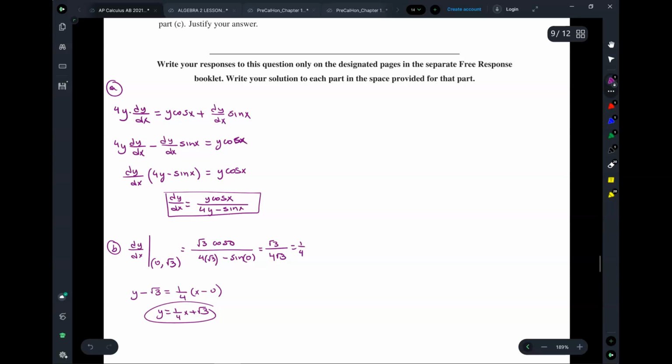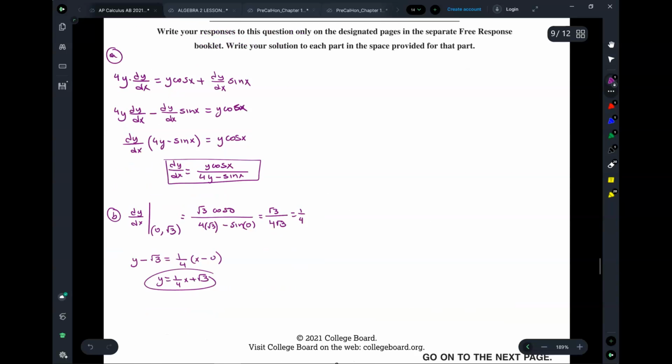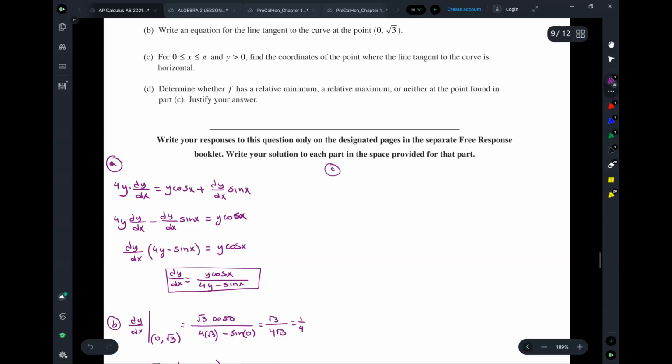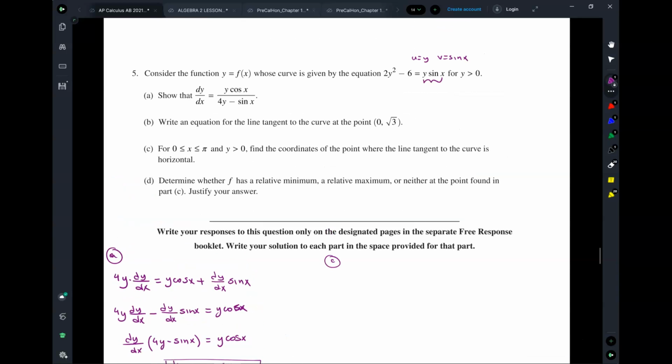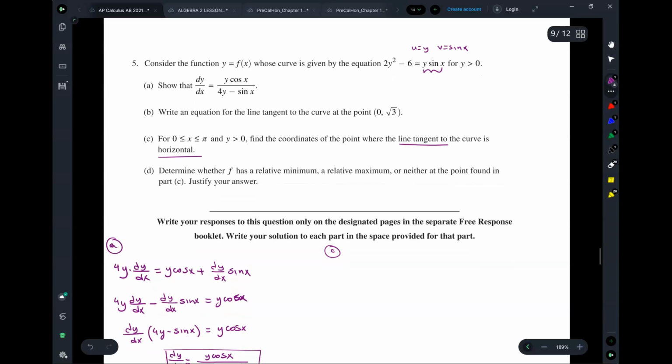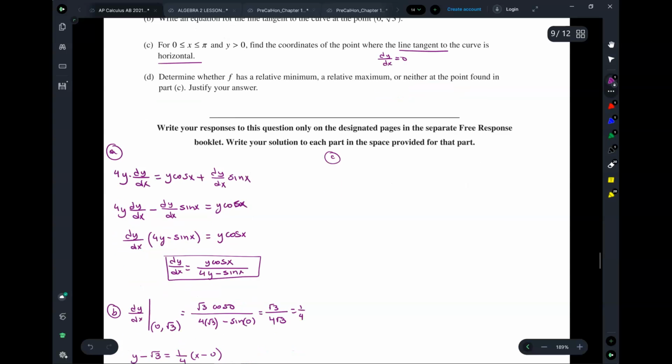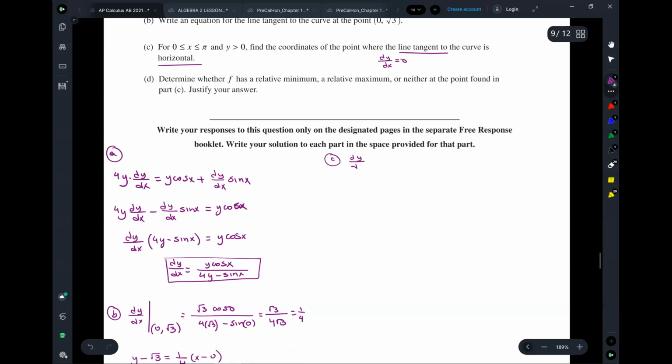Next, C. What does C say? For the interval 0 to pi and y is greater than 0, find the coordinates of the point where the line tangent to the curve is horizontal. What does it mean if the line tangent is horizontal? dy/dx is 0. Okay? So dy/dx, which is our lovely function that we just found, that they told us to find, is 0.